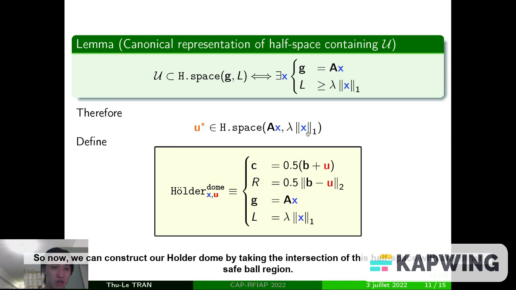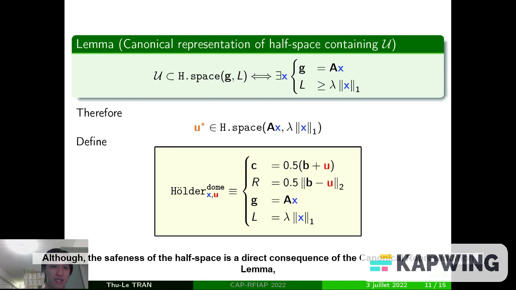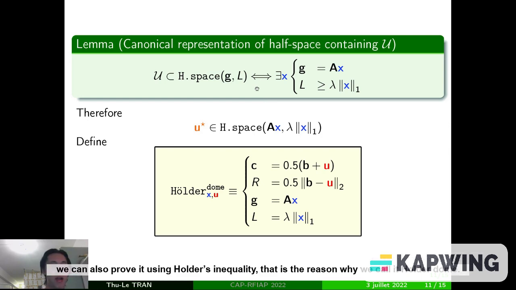So now we can construct our Holder dome by taking the intersection of this half space with any other safe ball region. Here we choose C and R as the center and the radius in the definition of the gap dome. Although the safeness of this half space is a direct consequence of the canonical representation lemma, we can also prove this safeness by using Holder's inequality. That is the reason why we call it Holder dome.